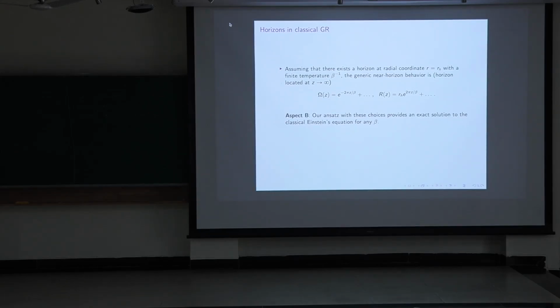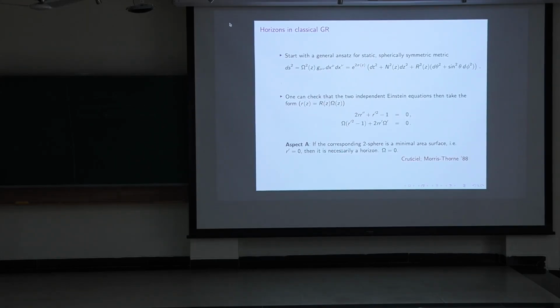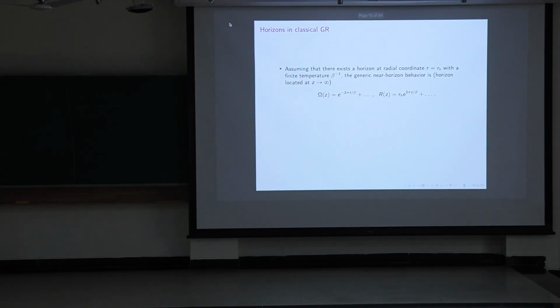What did you mean by the previous slide that r prime is 0 for Schwarzschild? No, I simply meant that if r prime is 0, then this equation tells you that omega must be 0, so GTT goes to 0. So at the horizon, it's a minimal area surface. And of course, it is also true that near horizon, in an appropriate coordinate system, this satisfies Einstein's equation, with these particular parametrizations of omega and r.